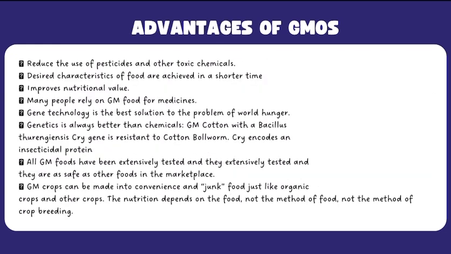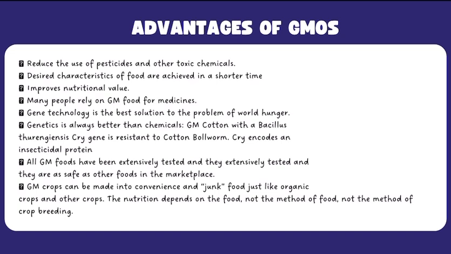So, advantages of GMOs. Number one, reduce the use of pesticides and other toxic chemicals. Number two, desired characteristics of food are achieved in a shorter time. Number three, improve nutritional value. Number four, many people rely on GM food for medicines. Number five, gene technology is the best solution to the problem of food hunger. Number six, genetics is always better than chemicals.